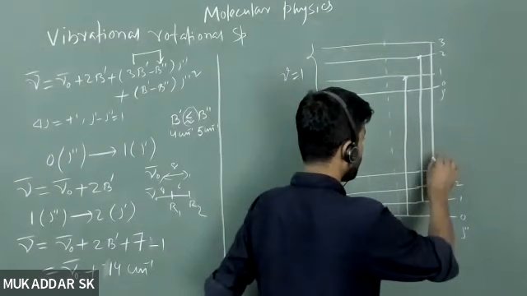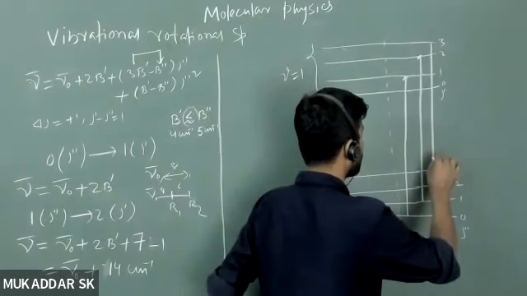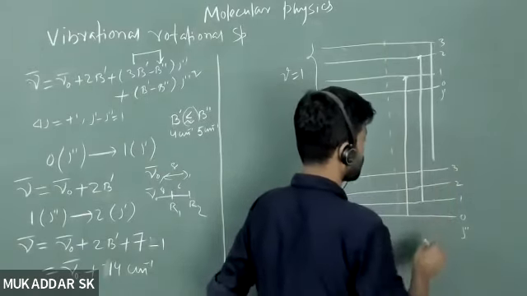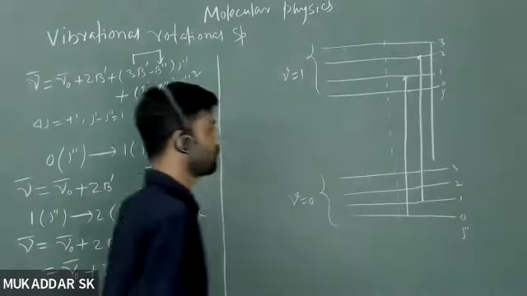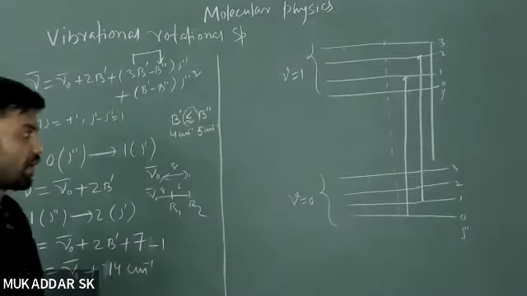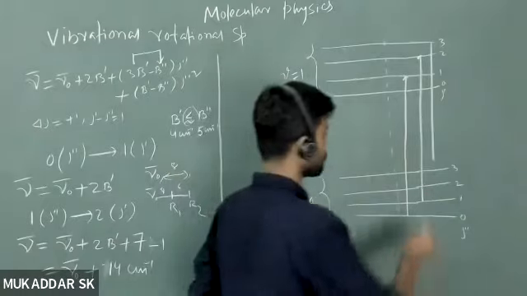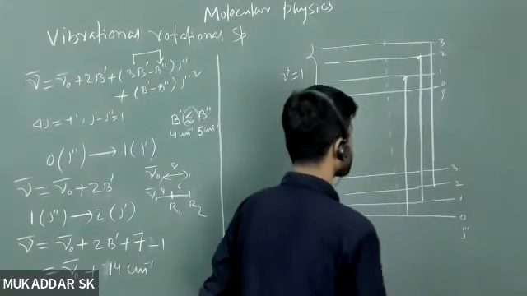The main thing is that I want to calculate the separation between two successive lines. So when you are increasing that J value, your separation will be less. Is this part clear?